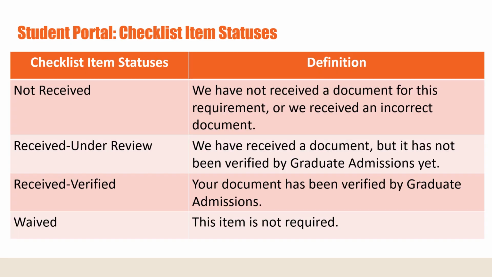Now let's go over the checklist item statuses and what they mean. Not received means we have not received a document for this requirement, or we received an incorrect document. If you uploaded something to a document checklist item space, but it is showing as not received, this may mean that you uploaded an incorrect or insufficient document. You should have an email from Graduate Admissions stating why your document was incorrect or insufficient. Next is received under review. This means we have received a document, but it has not yet been verified by Graduate Admissions. Received verified means your document has been verified by Graduate Admissions, and waived means this item is not required.